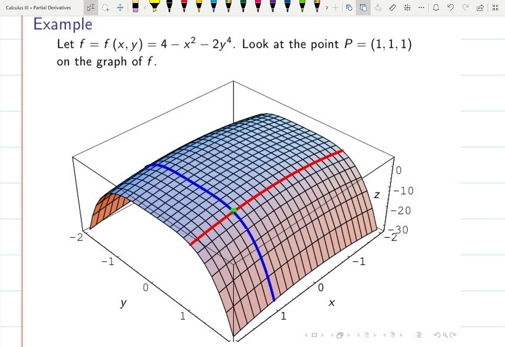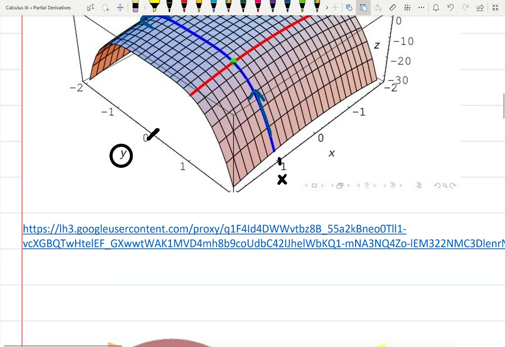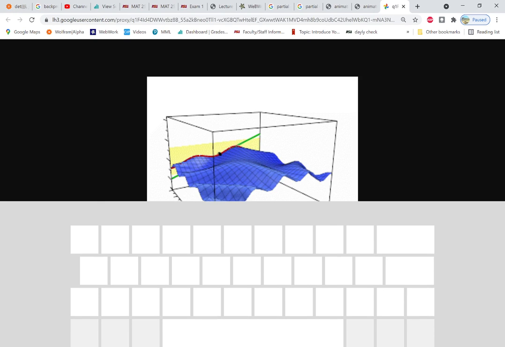Look at the point. This is the graph of 4 minus x squared minus 2y to the 4. Depending on what you fix, if you fix y, then you have the red line fixed. If you fix x, then you have a blue one, and so on. Different derivatives give you different results. So increasing, decreasing from this point of view, or increasing, decreasing from that point of view. That is interesting, and that's how we're going to be looking for maximums and minimums.